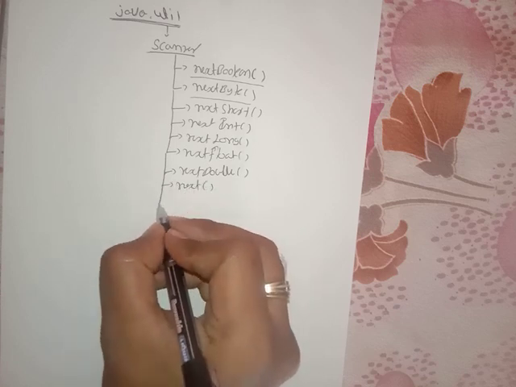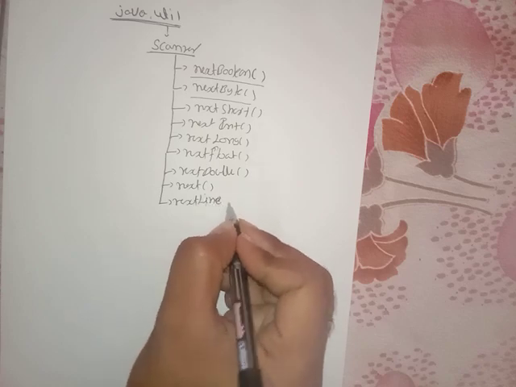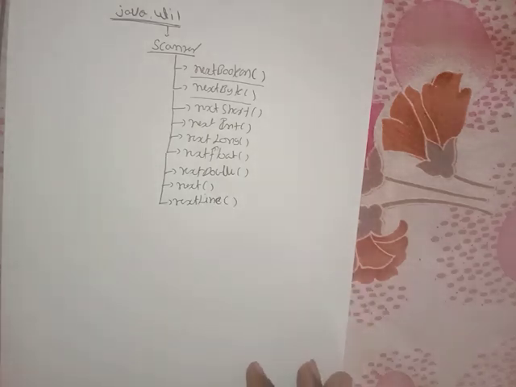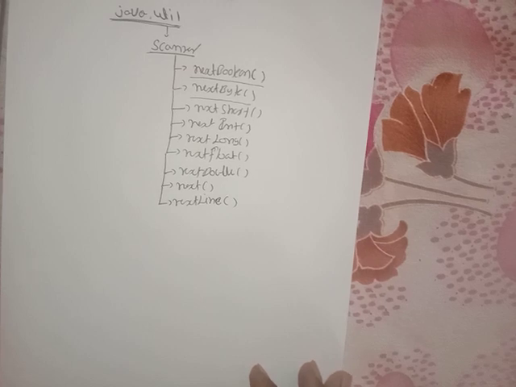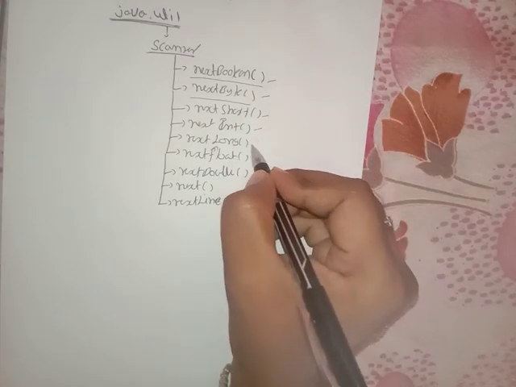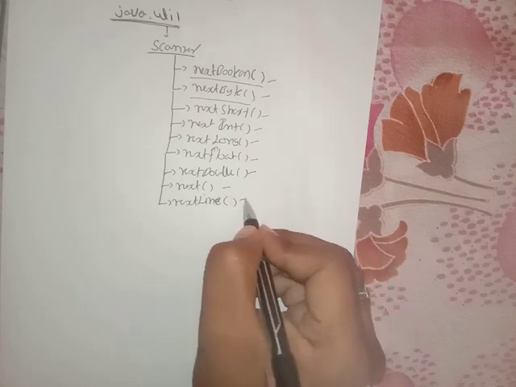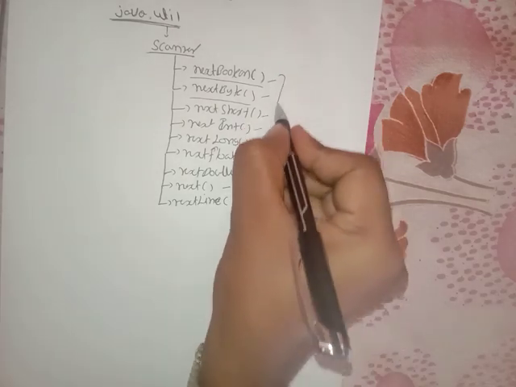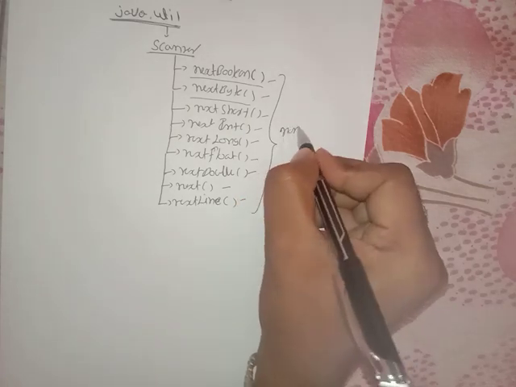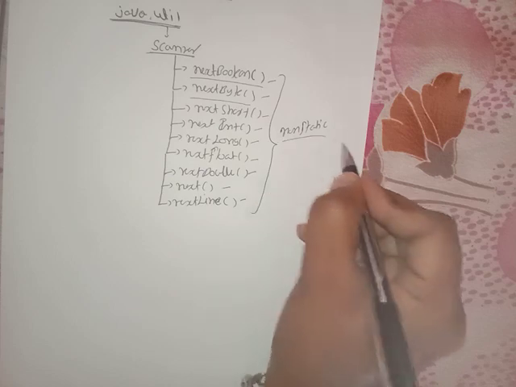Next reads the string type value from the keyboard. nextLine reads the sentences from the keyboard. Remember, nextChar is not there. To read a character, we have to use a different technique. nextBoolean, nextByte, nextShort, nextInt, nextLong, nextFloat, nextDouble, nextLine. These are all the predefined non-static methods which are present in the Scanner class.